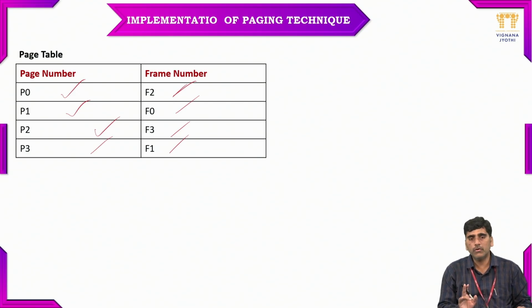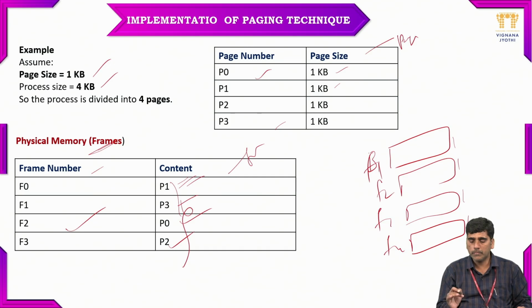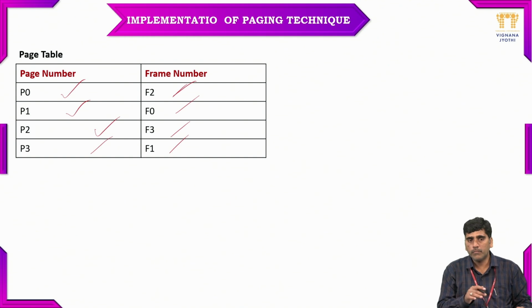What we have to do is create the page table from the page number and page size, and the frames table with frame number and content. From both of these we can create a page table which contains only page number and frame number. So according to that, we created this page table that contains page number and frame number. So P0 is in F2, P1 is in F0, P2 is in F3, P3 is in F1. So now the page table is created, right?